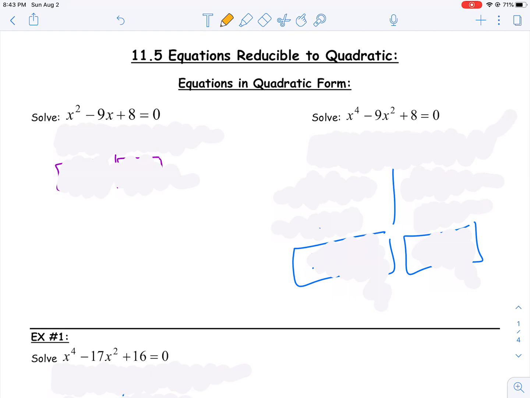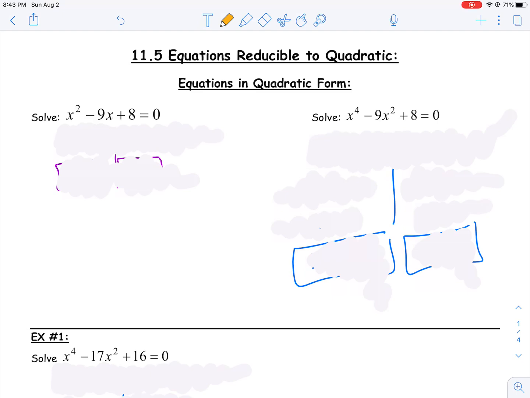If you look over here at the left, we have a quadratic. Those are problems that we're used to solving. We have an x squared, we have an x term, we have an 8 without a variable, a trinomial set equal to 0. We know that we can solve quadratics a couple of different ways. We can factor, we can try to complete the square, or we can use the quadratic formula.